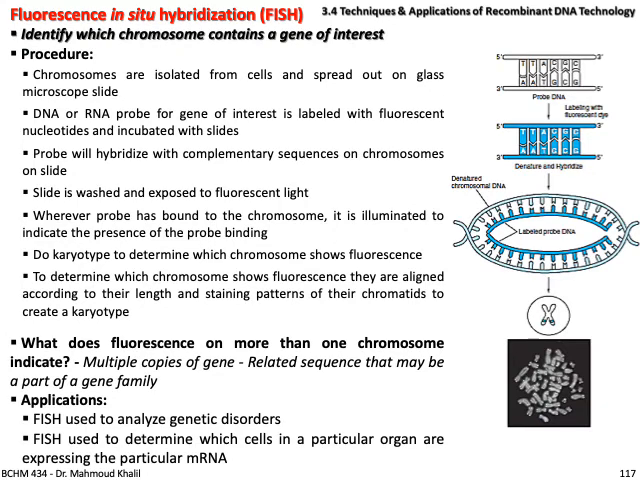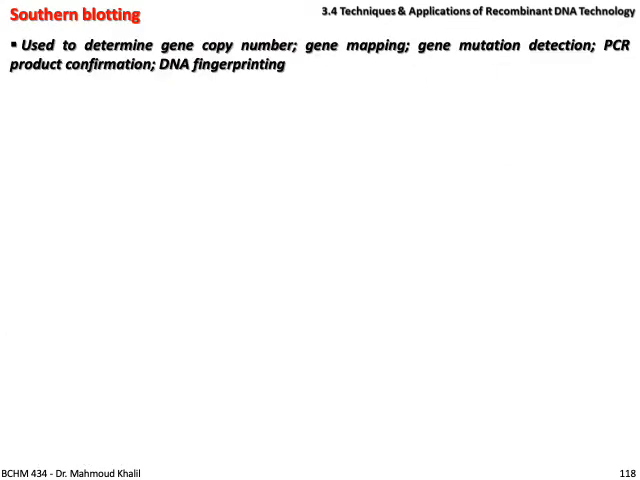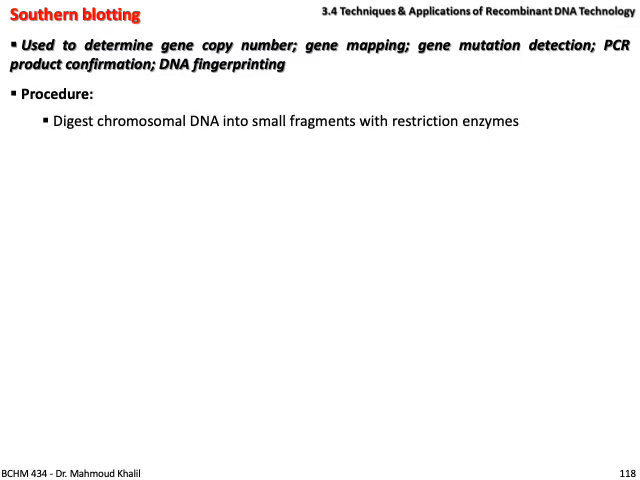So what is the application of FISH? FISH can be used to analyze genetic disorders, and to determine which cells in particular organs are expressing a particular messenger RNA. The next technique is Southern blotting, and this is used to determine gene copy number, gene mapping, gene mutation detection, PCR product confirmation, and DNA fingerprinting.